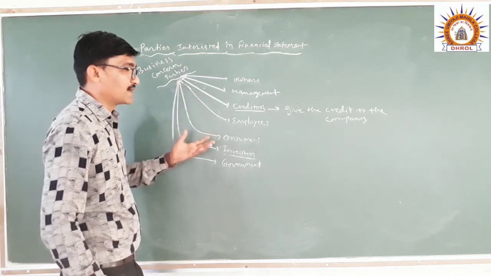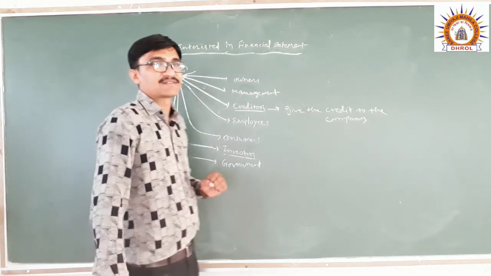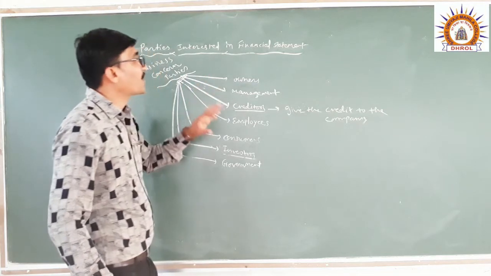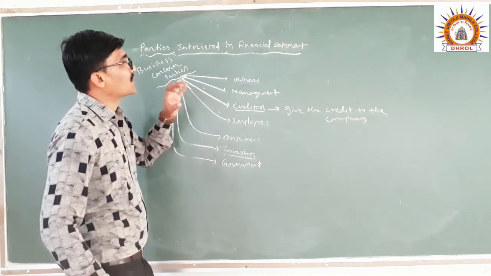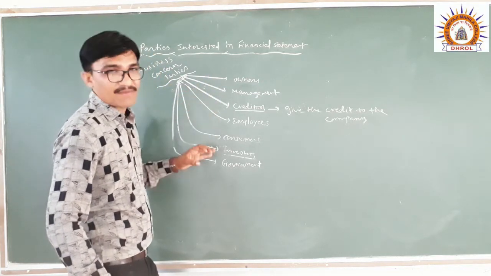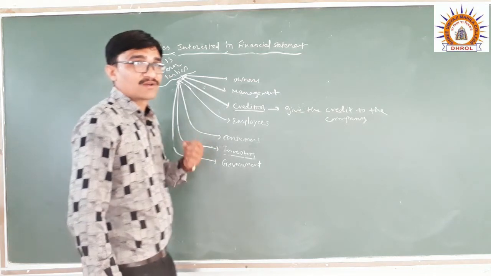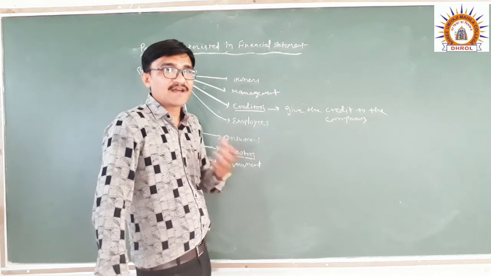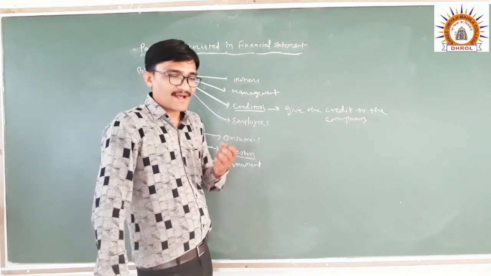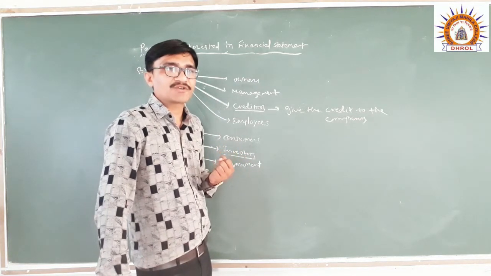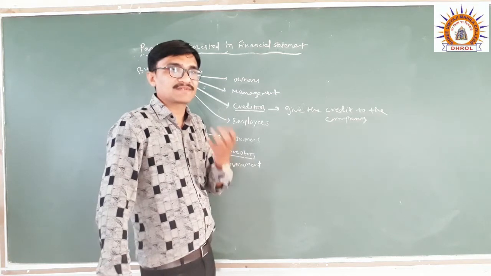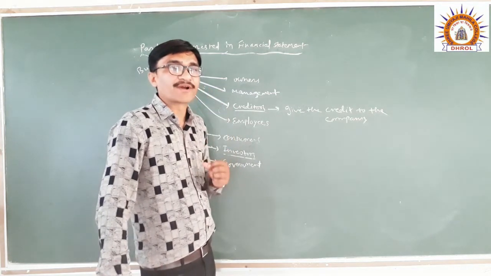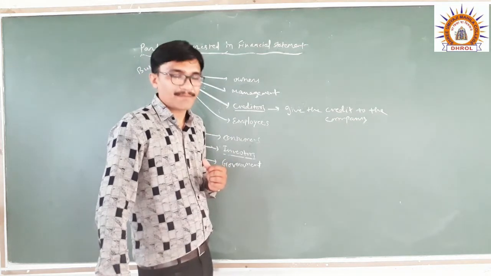We also call them users of the financial statement, right? So this is the blueprint or simple introduction of financial statement. Now we complete the financial statement here. Now I am going to start your new chapter. Our syllabus starts with a new chapter, redemption of redeemable preference share capital, right?